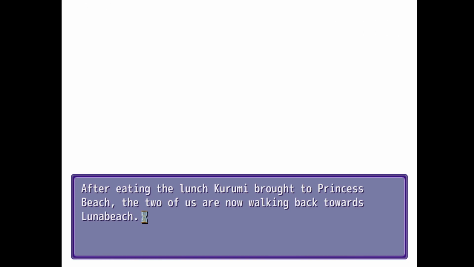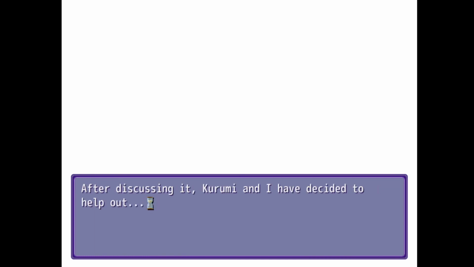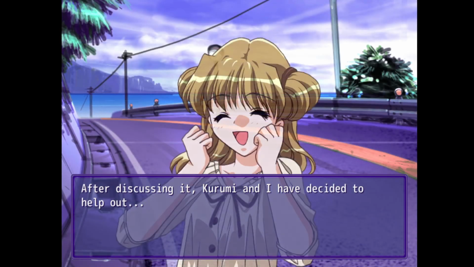Disappear? After eating the lunch Kurumi brought to Princess Beach, the two of us are now walking back towards Luna Beach. Today's the barbecue. I can't let Azumi-san make the preparations by herself. After discussing it, Kurumi and I have decided to help out.